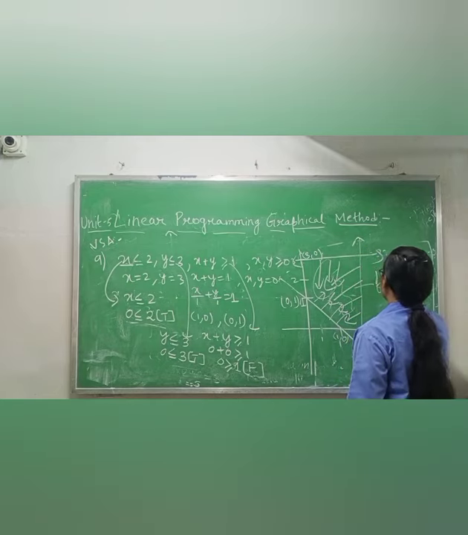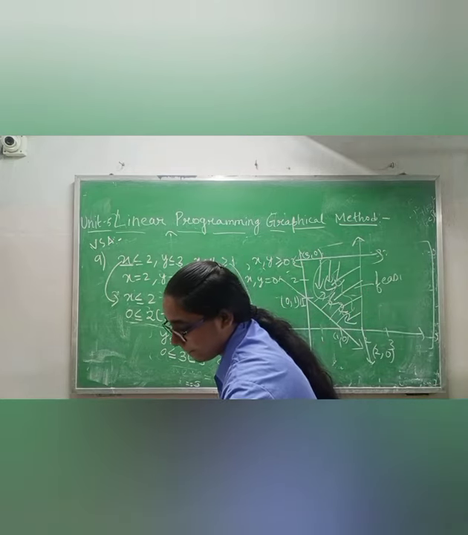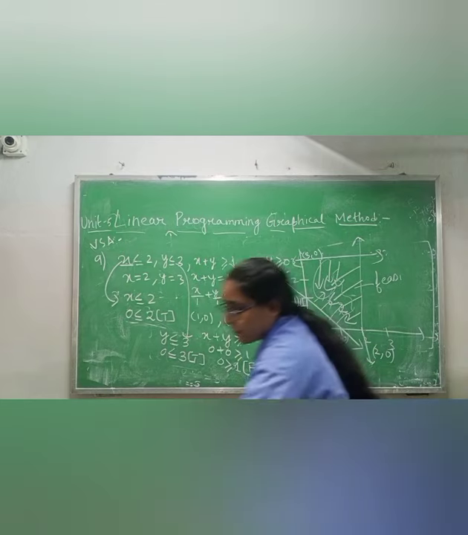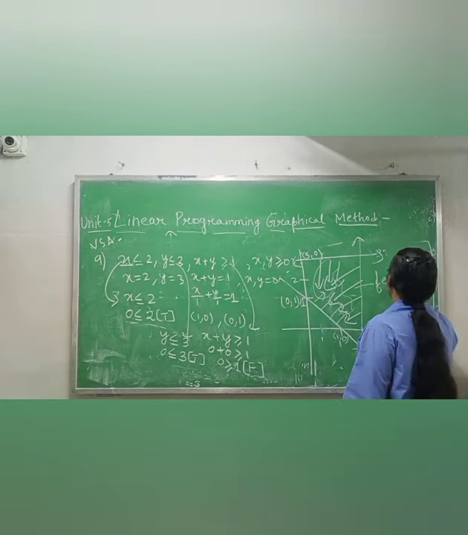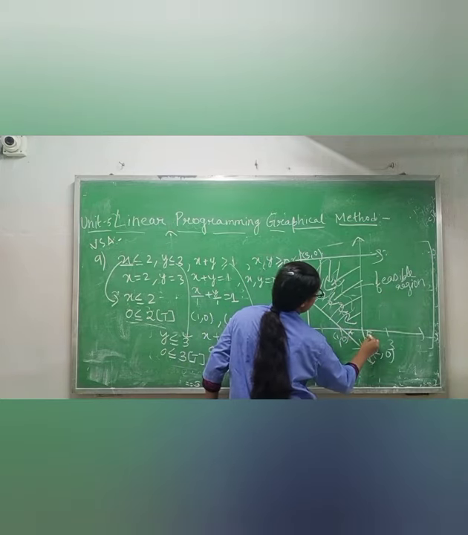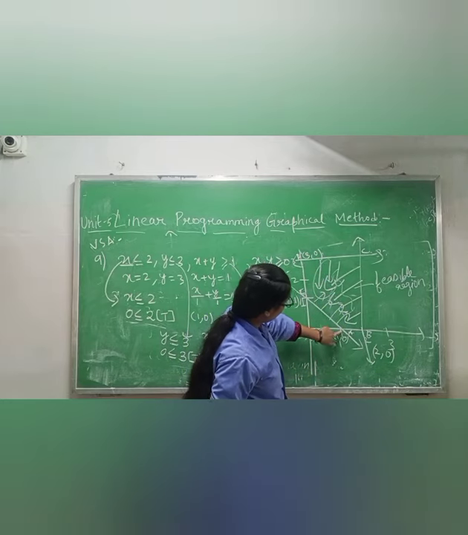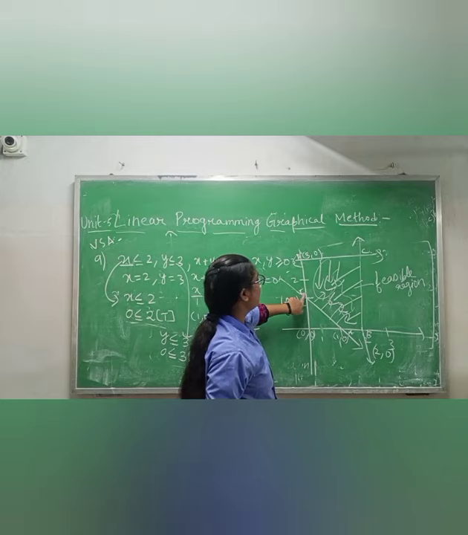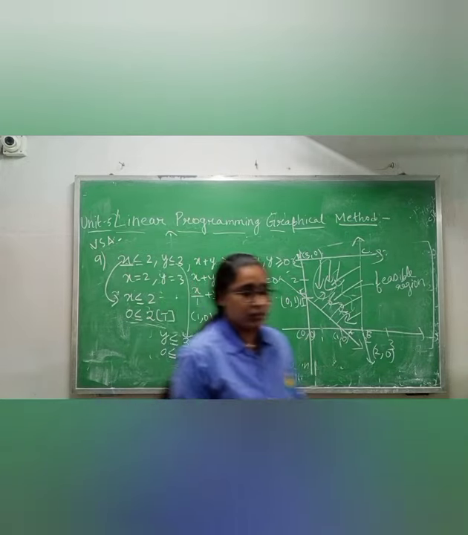So we will write feasible region. We will write here, and I can give point names for the feasible region. It is 0, 0. I am giving A, B, C, D, E. So what we will write? A, B, C, D, E is a feasible region. Okay. Complete this one.